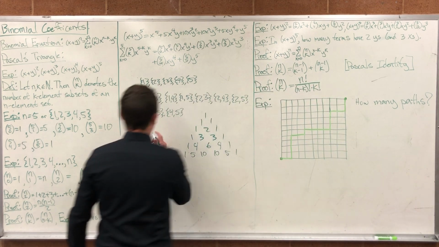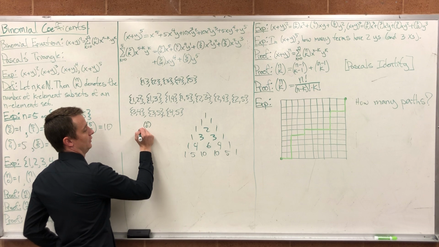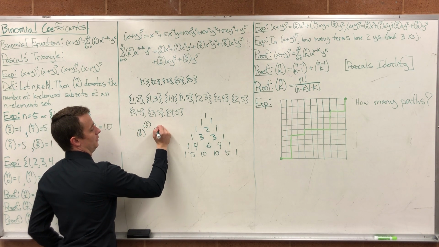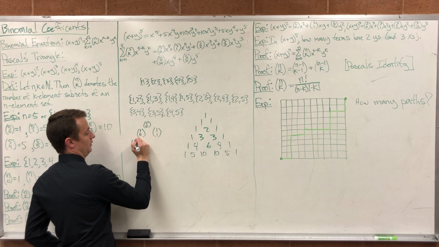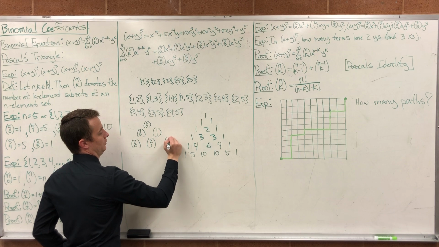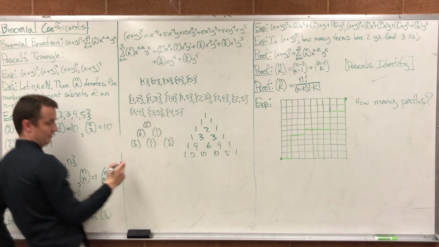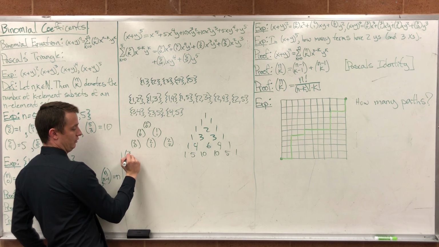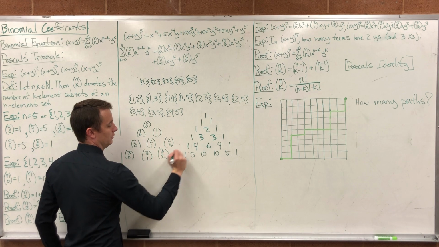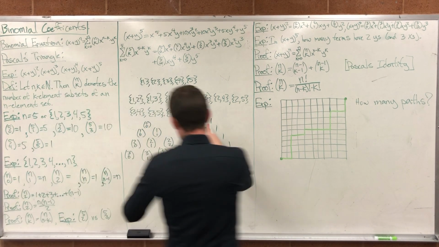Let me rewrite out Pascal's triangle using our choose notation. 0 choose 0. 1 choose 0, 1 choose 1. 2 choose 0, 2 choose 1, 2 choose 2. You see how the choose 2 is always going to be in the third position now? Our next row would be 3 choose 0, 3 choose 1, 3 choose 2, 3 choose 3.